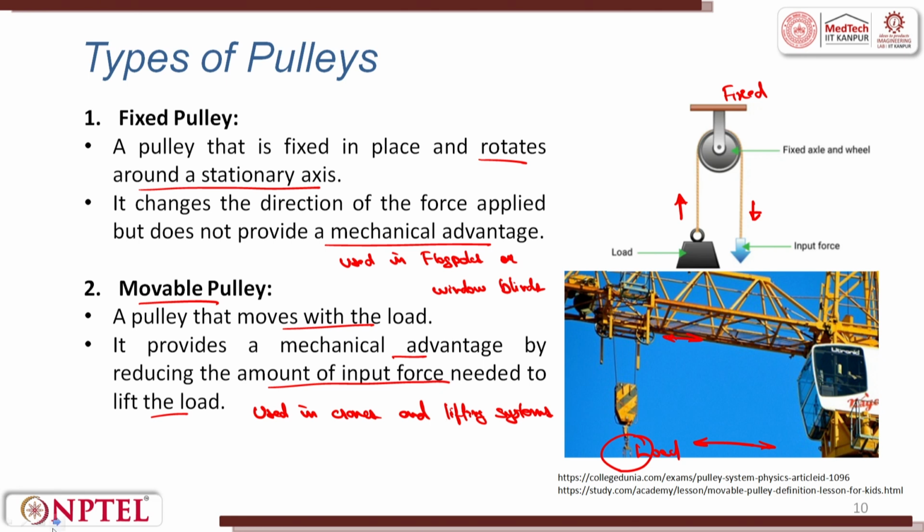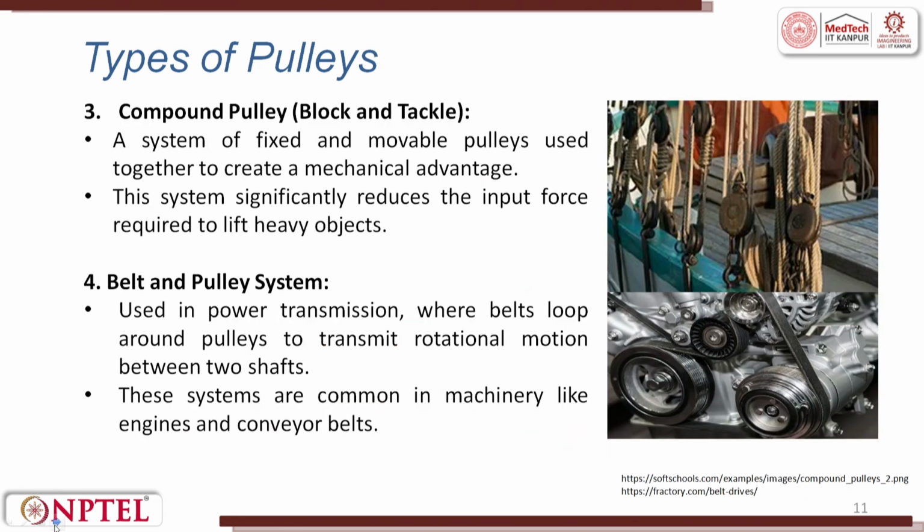Then comes another type, that is the compound pulley, or block and tackle. A system of fixed and movable pulleys used together to create a mechanical advantage is known as a compound pulley, where fixed pulleys are also there and the movable pulleys are also there. So, blocking and tackling, both the things are there. This system significantly reduces the input force required to lift heavy objects. There could be multiple pulleys to hold a load, and they help us to hoist a system. These are generally used in hoisting equipment.